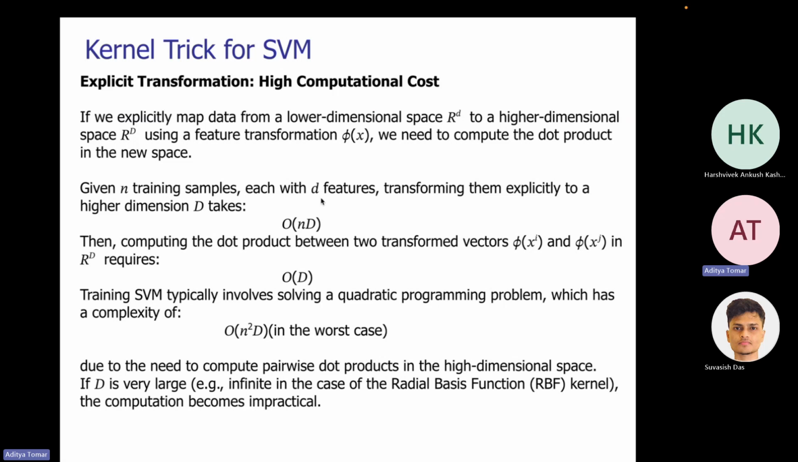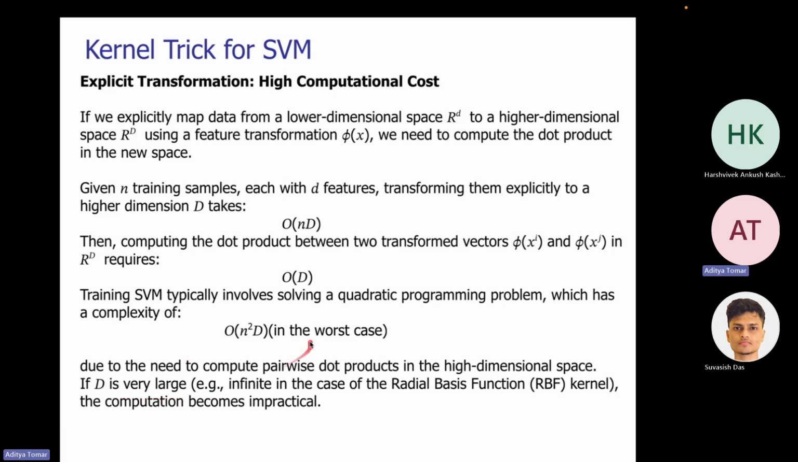This transformation will take order of nD computations. Then computing the dot product between two transformed vectors, which are in capital D dimension, is order of D, because for the dot product you have to multiply each element with the corresponding element at the same index. Now training explicitly, the SVM solver will take order of n squared D computation in the worst case, if you do the primal solution. How we reduce this in the dual, we'll see.